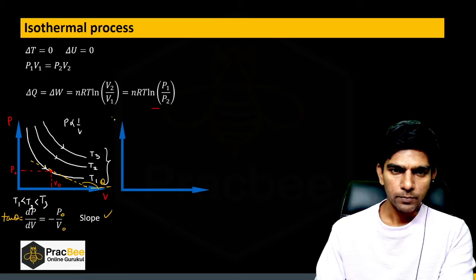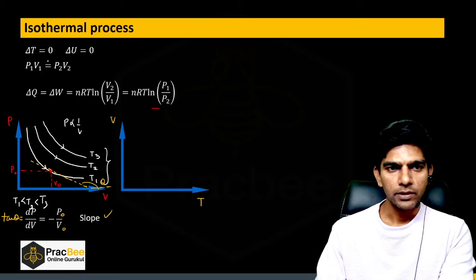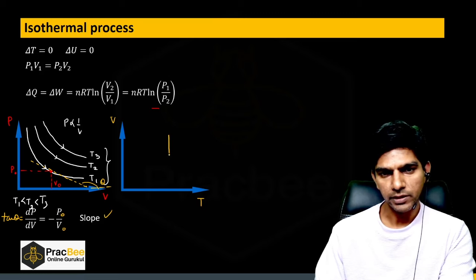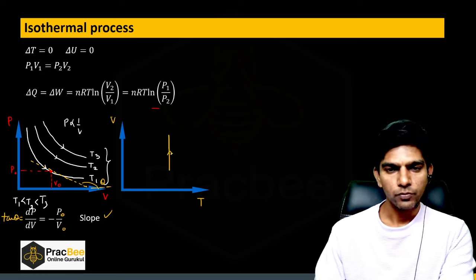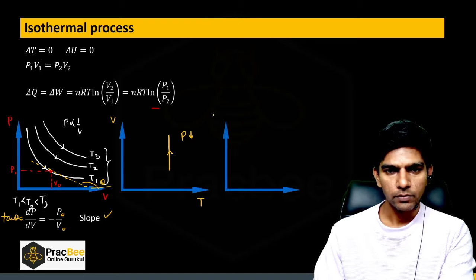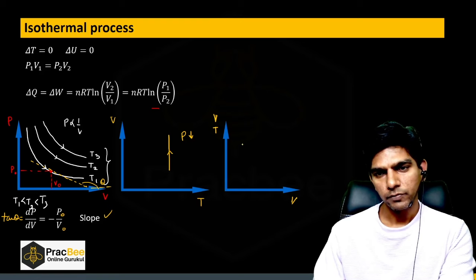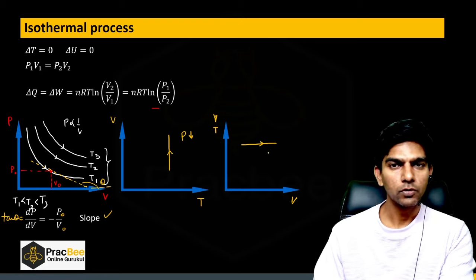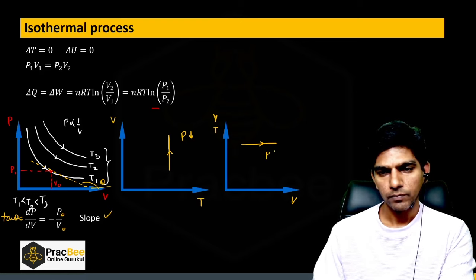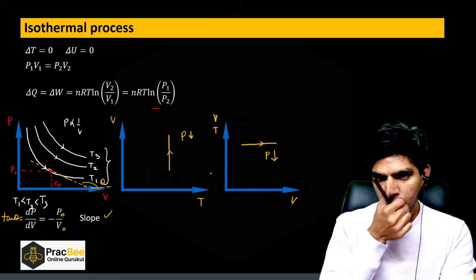Now let us see volume versus temperature. If we plot volume versus temperature, we know temperature is constant, so the graph will be something like this. If volume is increasing, pressure will decrease in this process. And if we plot temperature versus volume, it will be something like this. It will be parallel to the volume axis because the temperature is constant. So if the volume is increasing, pressure should decrease. This is the same graph.